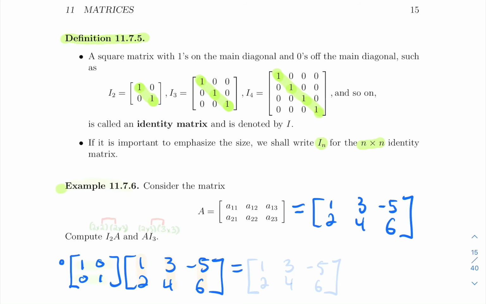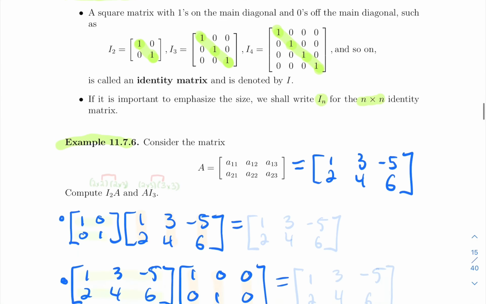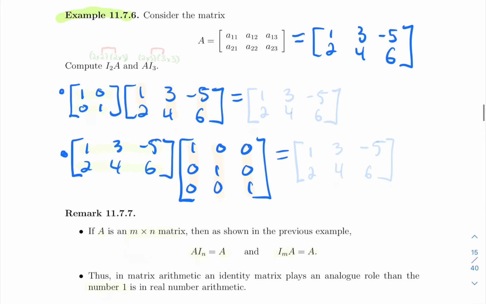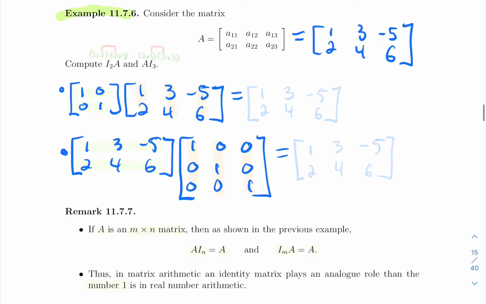if we look at the next example here, suppose our matrix A is 1, 3, minus 5, 2, 4, and 6. Let's multiply by I2 on the left side and I3 on the right side. Why am I using different identity matrices on the left or right? Well, the reason is fairly simple. You want these products to be defined.